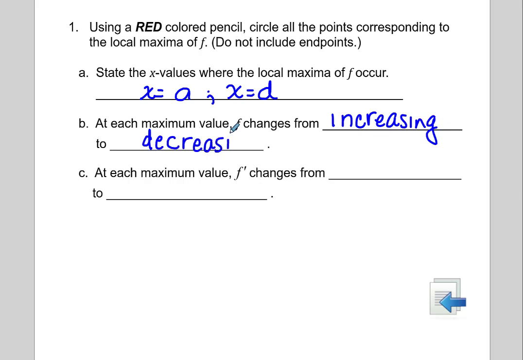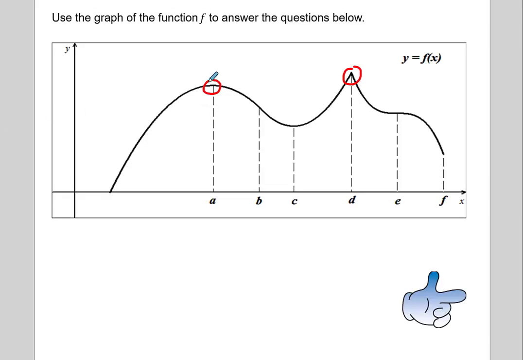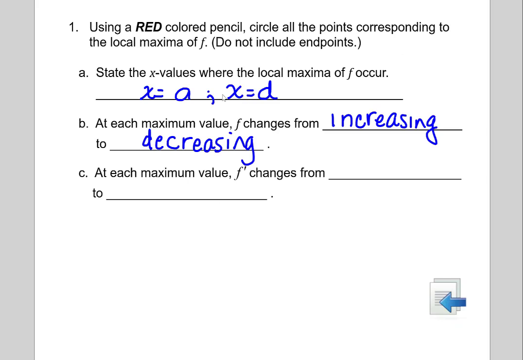And at that maximum value, the derivative at that point changes from, well, this derivative is positive on the left and has negative slopes on the right. So that rate is a positive rate and then a negative rate. So we have the vocabulary that goes along with maximums. The derivative changes from positive to negative.